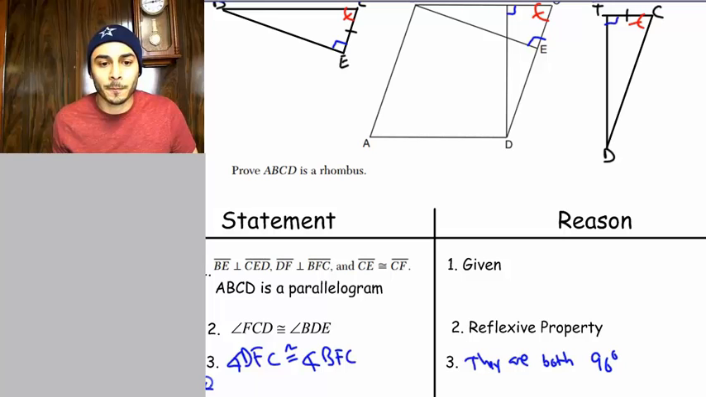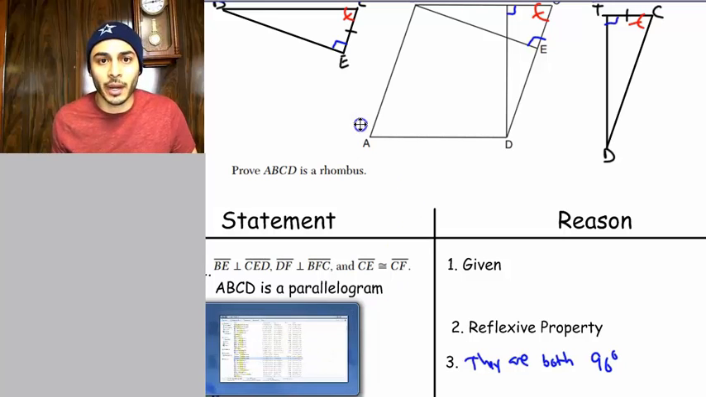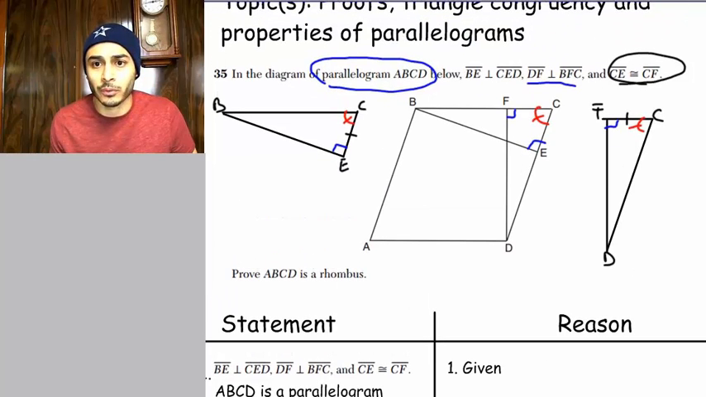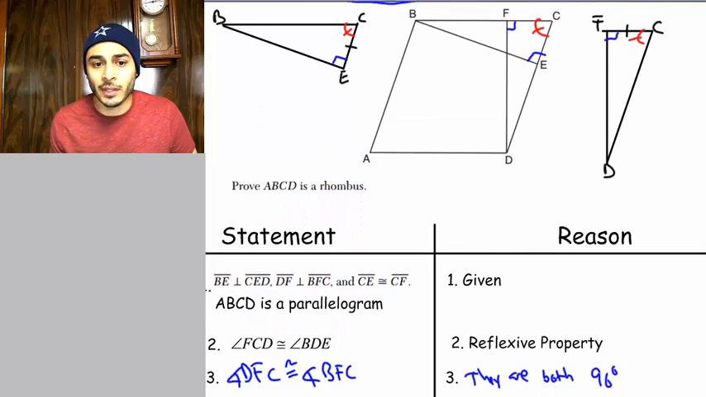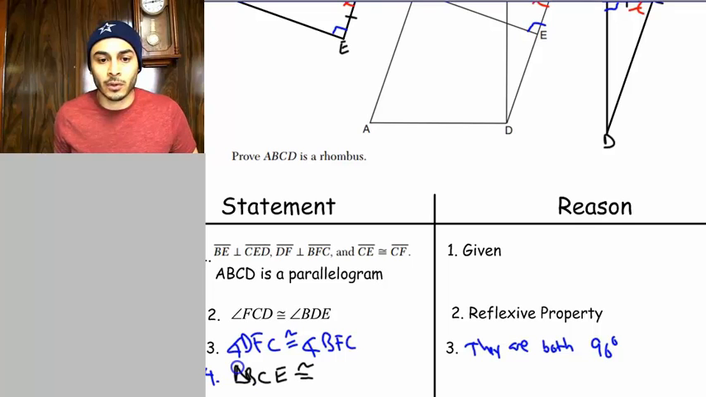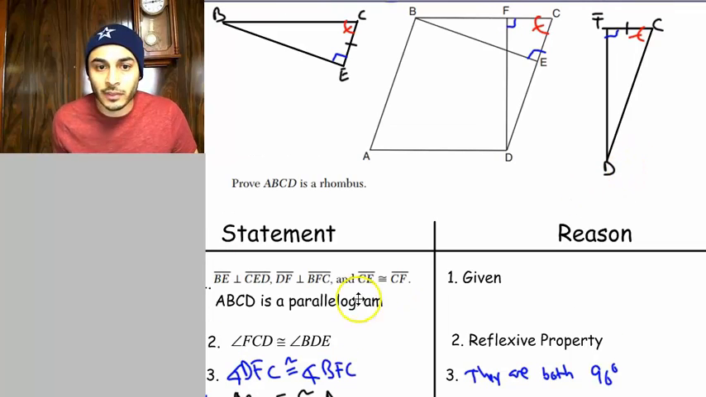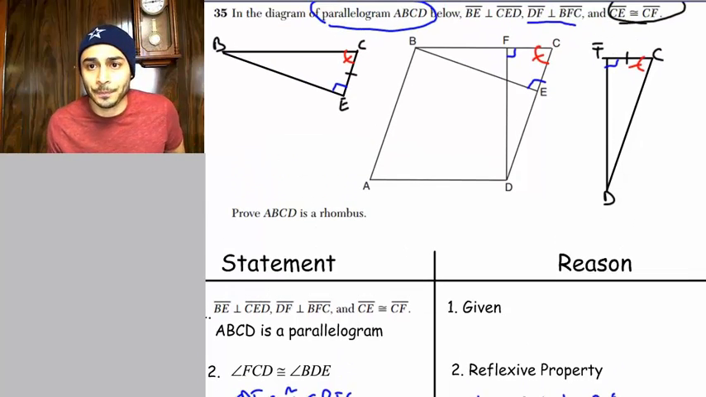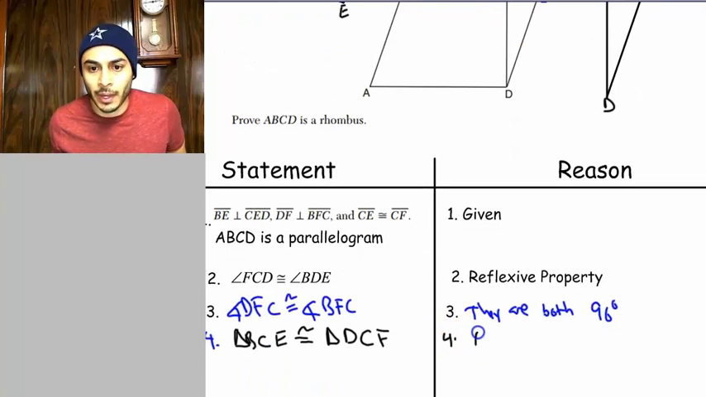And then now you can actually say that the triangles, what are the names of those triangles? So you can say triangle BCE is congruent to triangle DCF. And then now, why are those triangles congruent? Well, those triangles are congruent because of the angle side angle postulate. So angle side angle congruent to angle side angle.